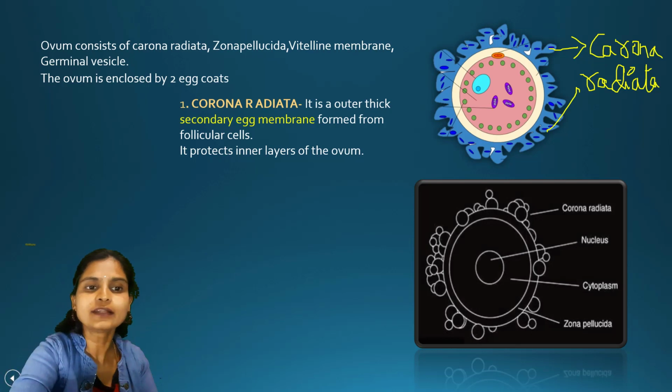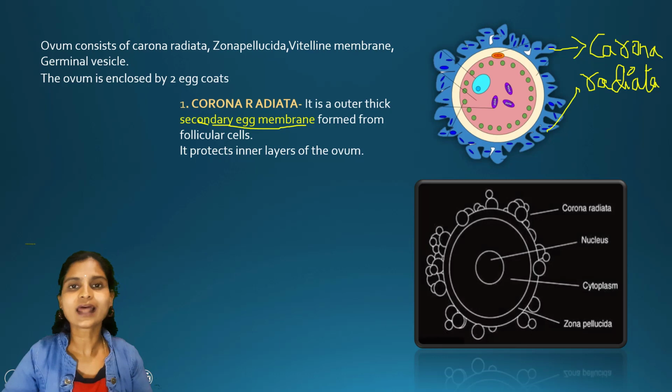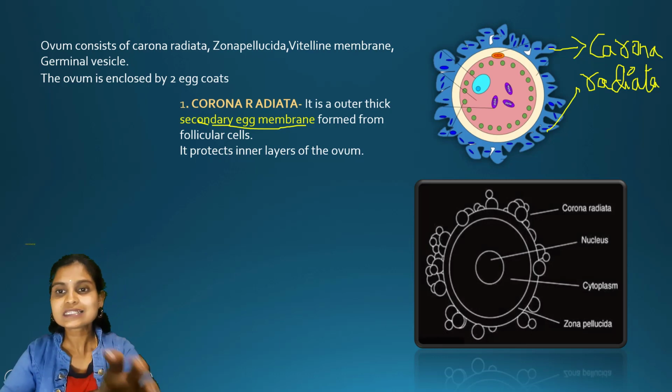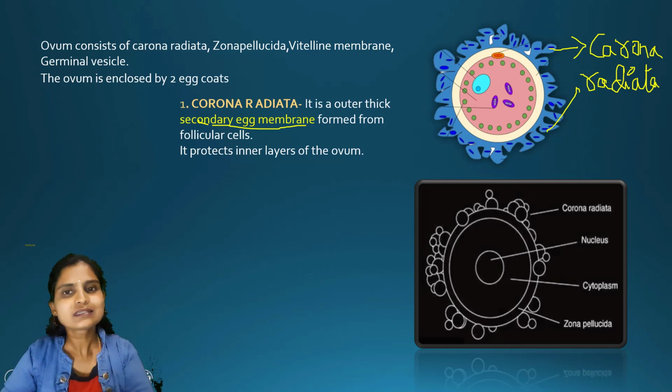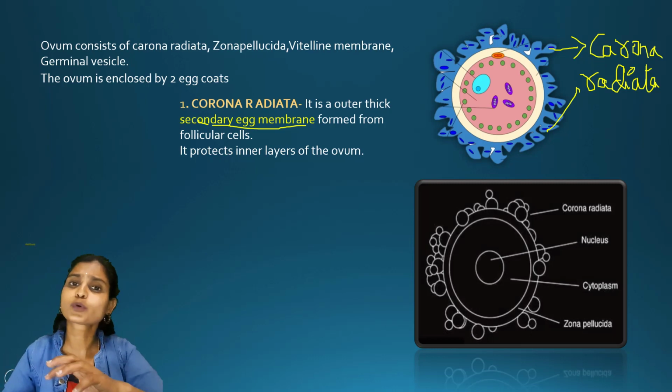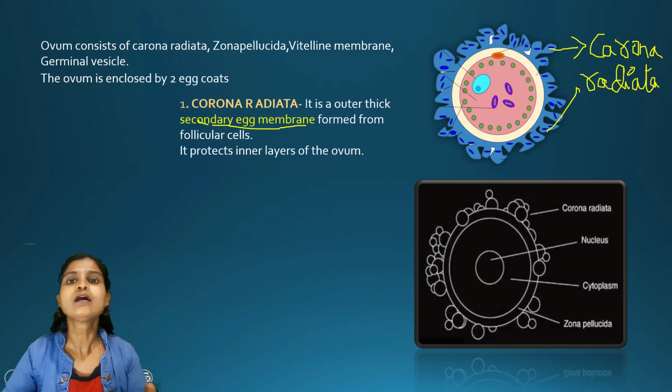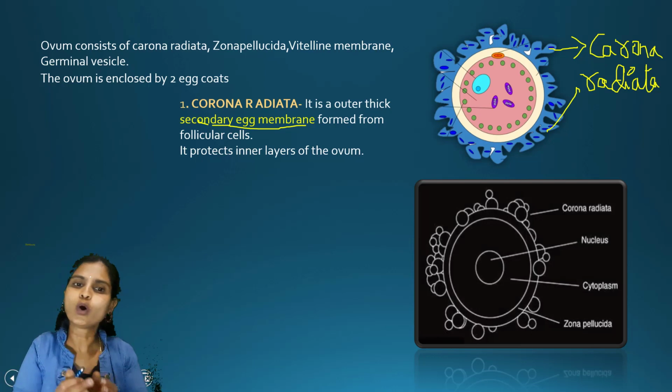I have highlighted the corona radiata. It is called the secondary egg membrane because these cells are produced from the follicles. It is a thick layer. What is the main role of the corona radiata? It protects all the inner layers of the ovum.